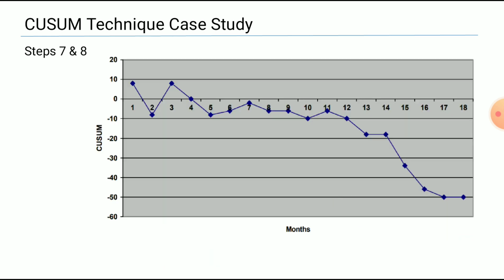Now the next step is the implementation step, that is step number 7 and 8. In this graph, the months are plotted on the x-axis, and the Kusum values are plotted on the y-axis with respect to a baseline. The months plotted from 0 to 18 on the x-axis are connected, all points, with the help of a blue color line.